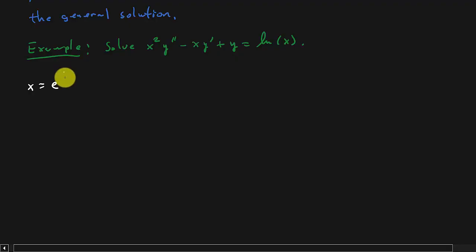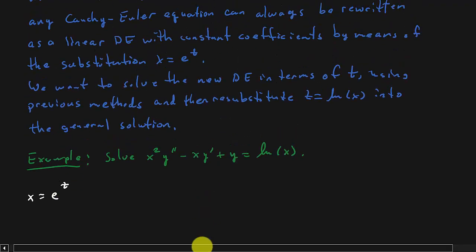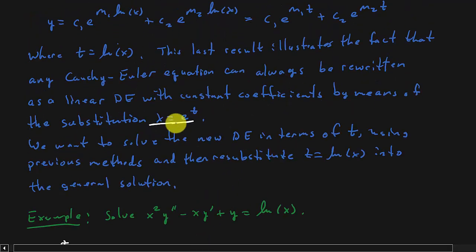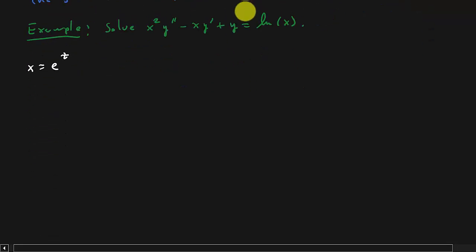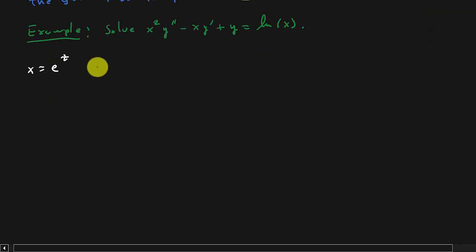e to the t. That's right here. Substitution x equals e to the t, or we have t equals natural log x. We can write it either way. So what do we need? We need the first derivative and the second derivative, don't we?